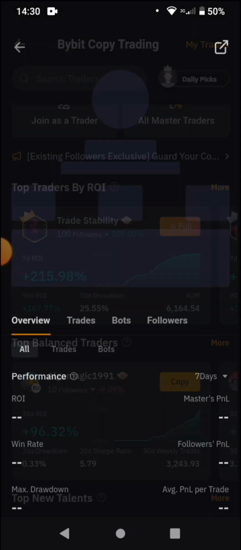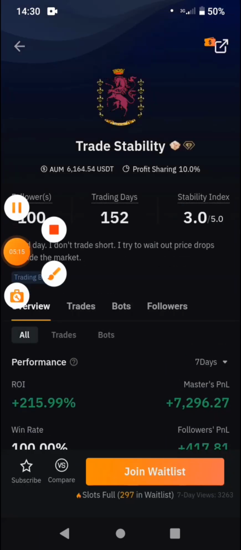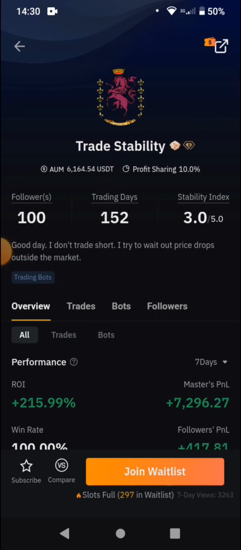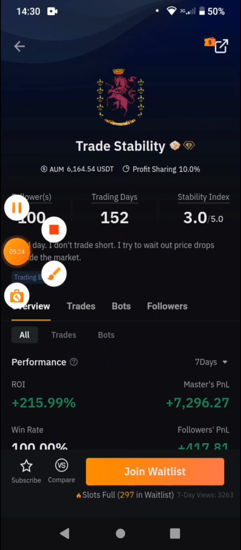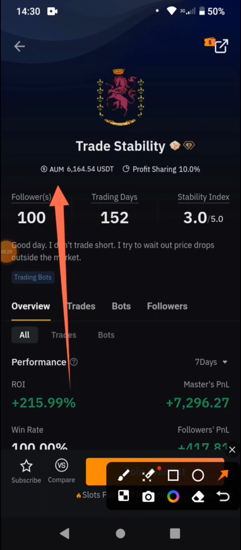Let's tap in here. For you to have more details about this particular trader, you tap in here and look at the top. This is the name of the trader. This is trader stability, and you have the AUM. AUM basically means assets under management, the total money that this trader is managing, about 6,164.54 USDT. That's the amount he's currently managing. They also have the profit sharing.